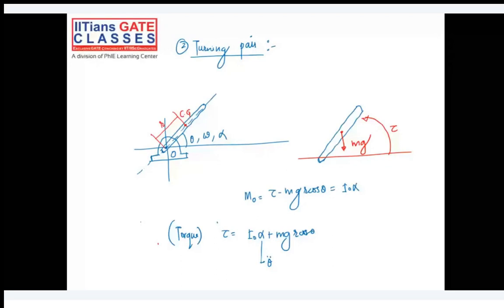Okay, so now let's take a complicated system, where we have both a turning pair as well as a sliding pair. That is nothing but a slider crank mechanism. So write down the heading: dynamic analysis of the slider crank mechanism.